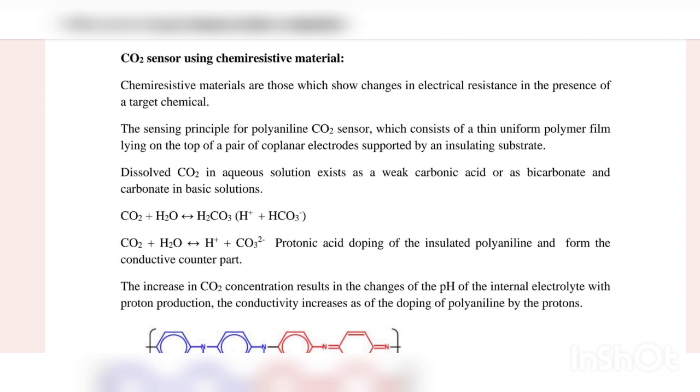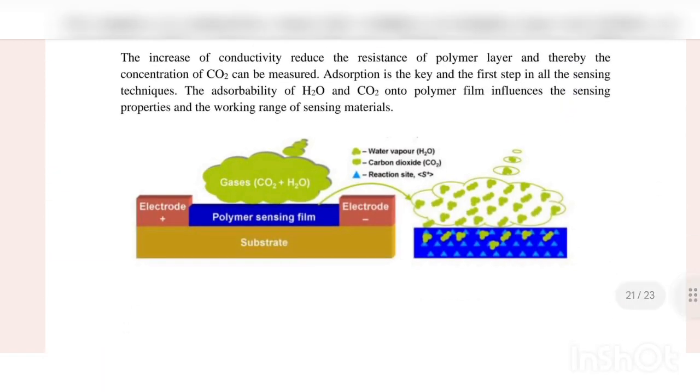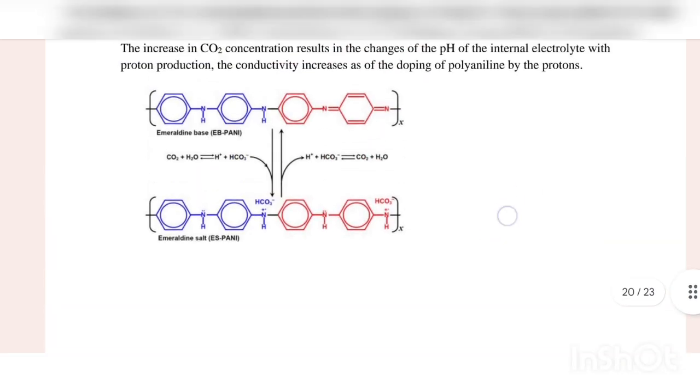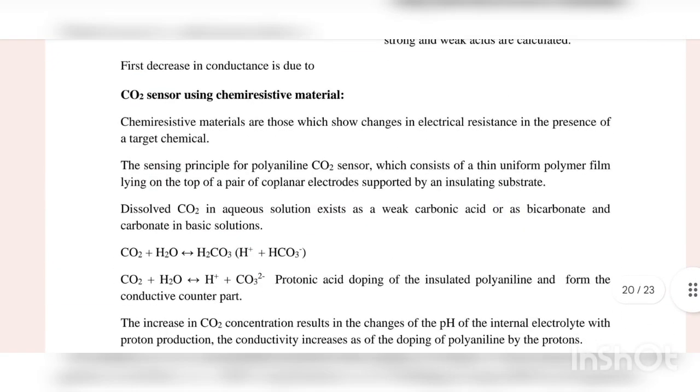So a typical set of gas sensing apparatus looks like this. Two electrodes are there, which are coplanar, then it is on the top of a substrate. Then the polymer sensing film can be coated or made on the top of the substrate. Here it can be used for carbon dioxide sensing.